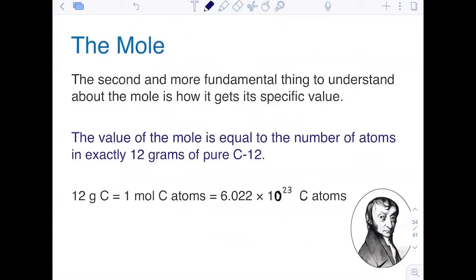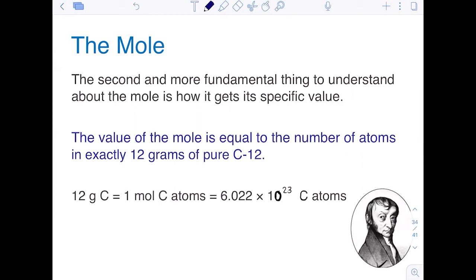All right, another unit that we can deal with, this is the SI unit for amount, the mole. The second and more fundamental thing to understand about the mole is how to get its specific value. Now, what is a mole? I like to think about it as a dozen. What is a dozen? Well, it's 12 of something, right? The mole is like a chemist's dozen. It tells you an amount of something.